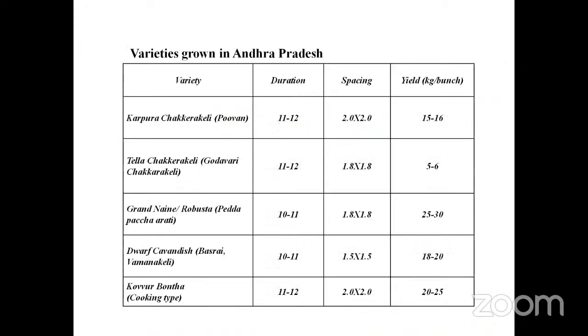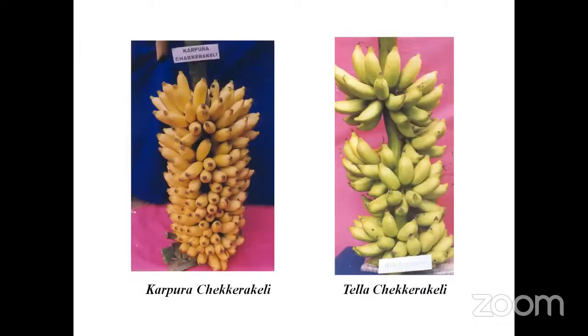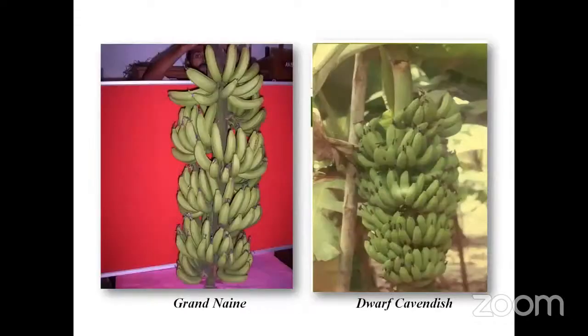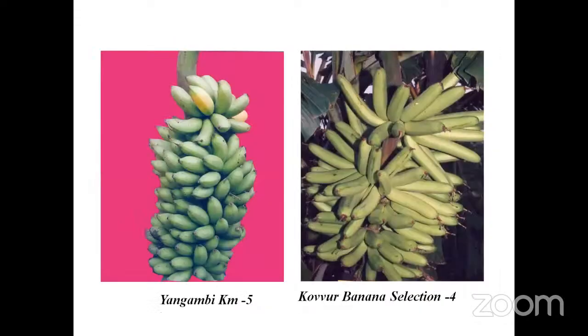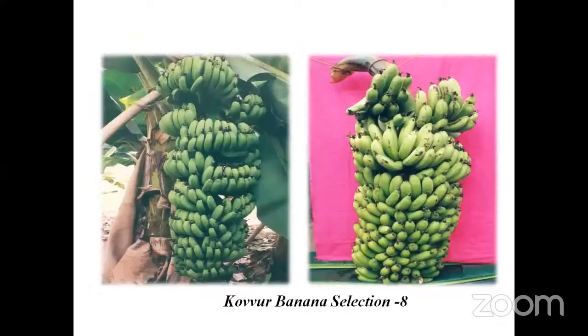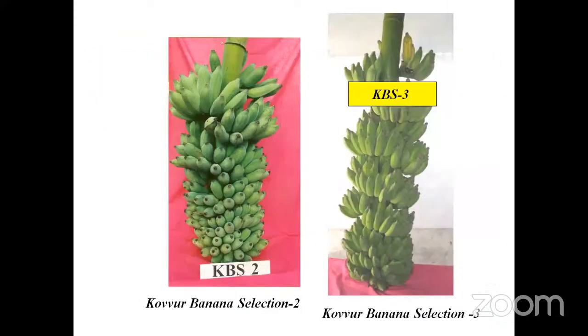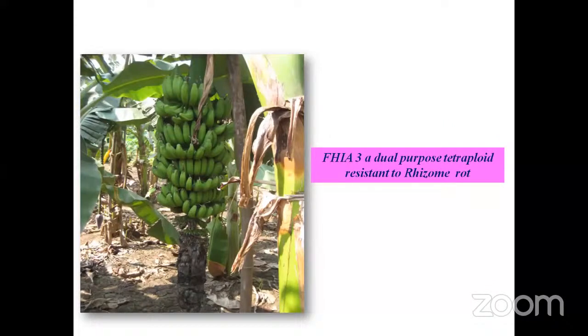Coming to the planting methods, these are the varieties commonly grown in Andhra Pradesh: Kovvur Chakrakeli, Tella Chakrakeli, Grand 9, Dwarf Cavendish, and Kovvur Mamatha. I think you have seen all these photographs in the previous lectures. These are all the varieties. Fayadri is a dual purpose tetraploid hybrid, which is resistant to rhizome rot.